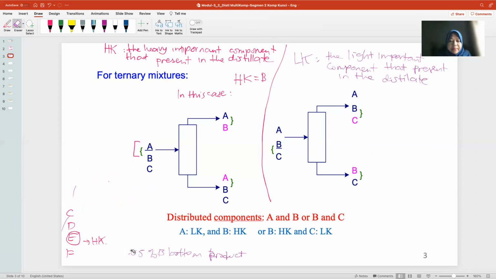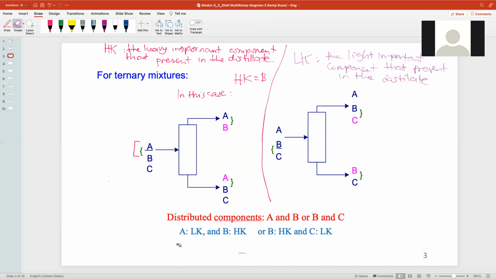This is an example. I have a question. If, for example, you want B and C in your distillate, so it means both B and C are the light keys, is that right? For the distillate, you choose the heaviest one in the distillate. Oh, you can only choose one? Yeah, the heaviest.